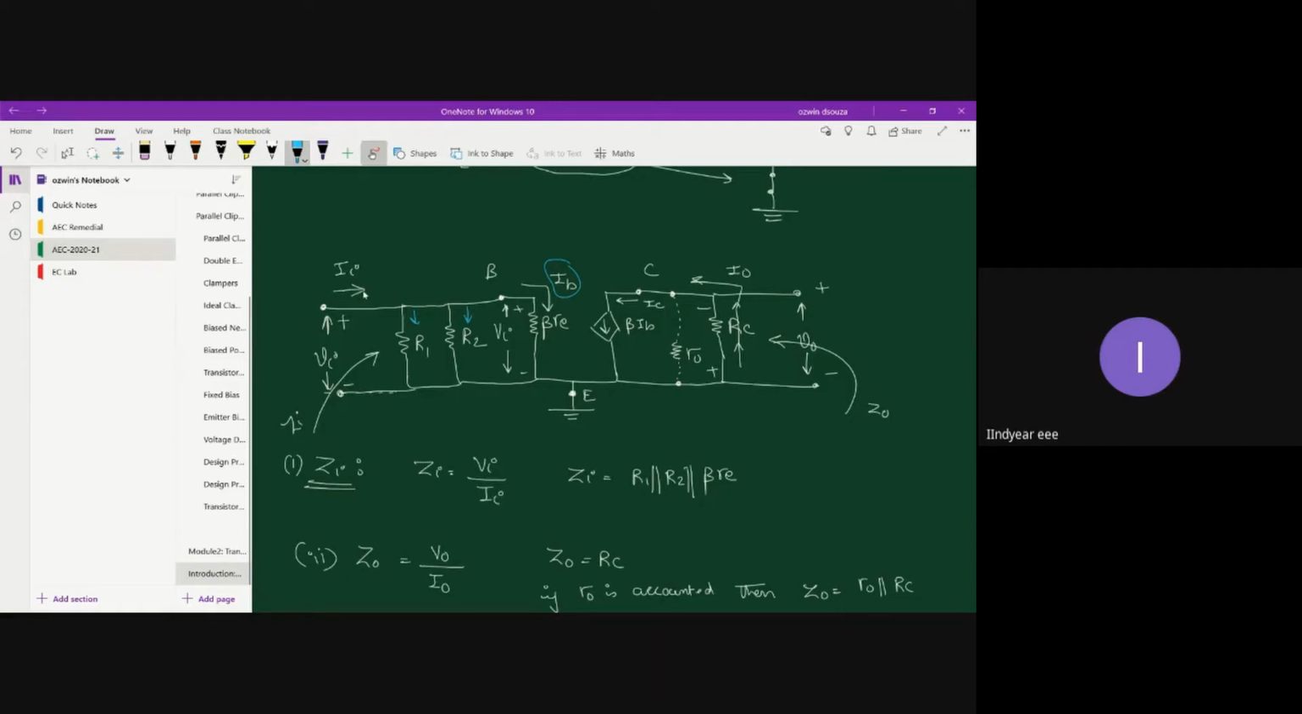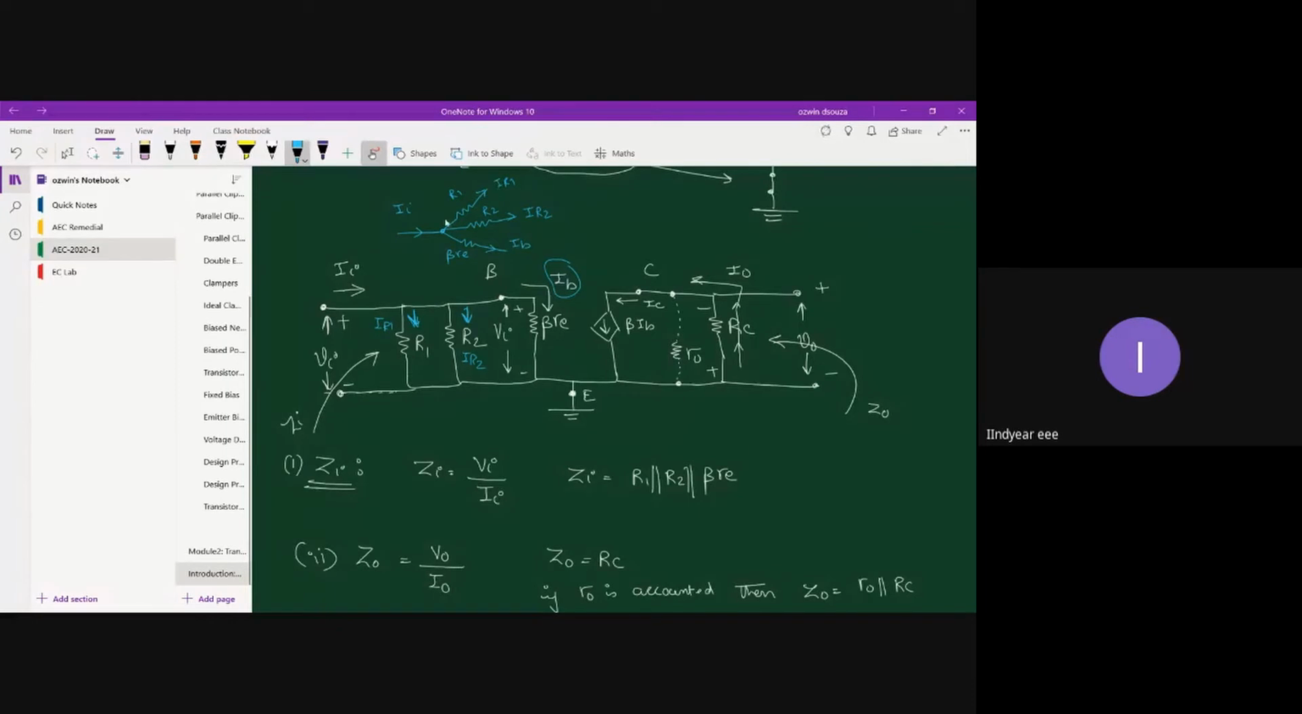See, this current II is, say, IR1. IR1 flows something like this, and again there will be a split. So this, let's say, IR2, and then there will also be another split, which is IB. So it is something like this. One current enters, this is your II, and then you have R1, then you have R2, and then you have beta RE. Current through R1 is IR1, current through R2 is IR2, and current through beta RE is IB.